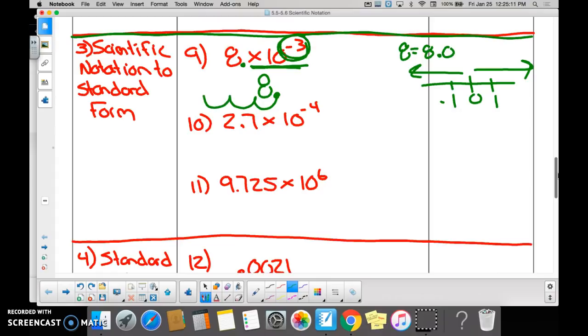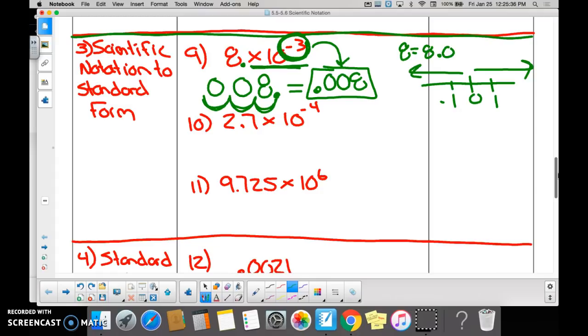I'm going to make these little loops. And for every loop I make, I'm going to add a 0 if I don't have a number already there. So my final answer then, if I move the decimal point 3 places to the left because it's a negative exponent, is 8 thousandths. So from scientific notation, the standard form.